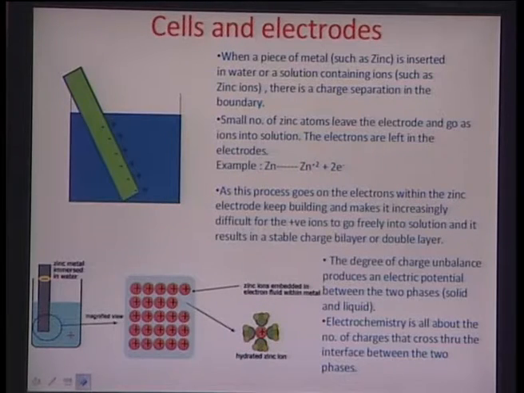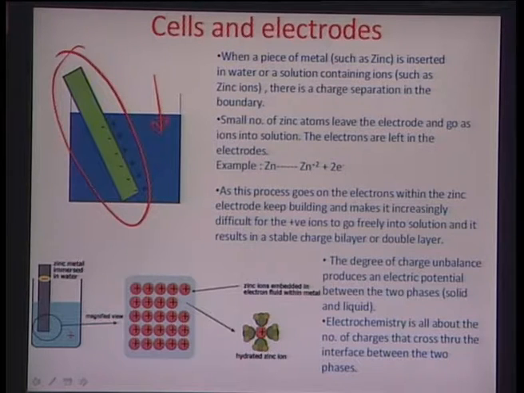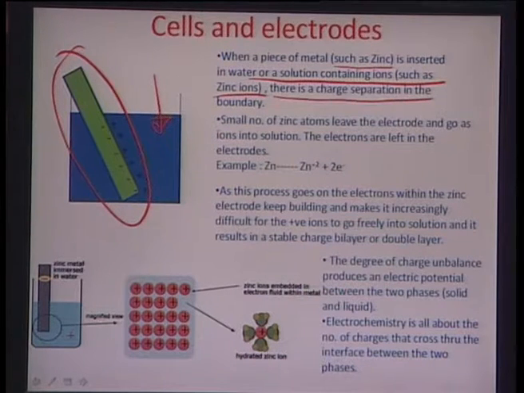So, let us look into a little bit of fundamental aspects of what really happens when we dip a metal rod inside a solution. When a piece of metal such as zinc in this case is inserted in water or a solution which contains zinc ions, there is an immediate charge separation at the boundary. I think I illustrated in one of my earlier lectures that whatever processes take place at this interface lead to the rapid development of metal ions going from the electrode into the solution. So, some oxidized states are created.